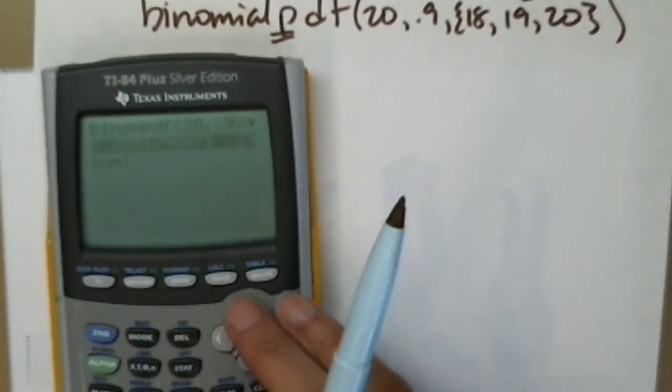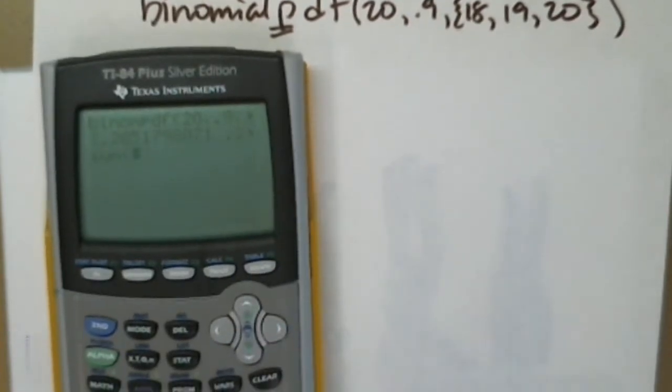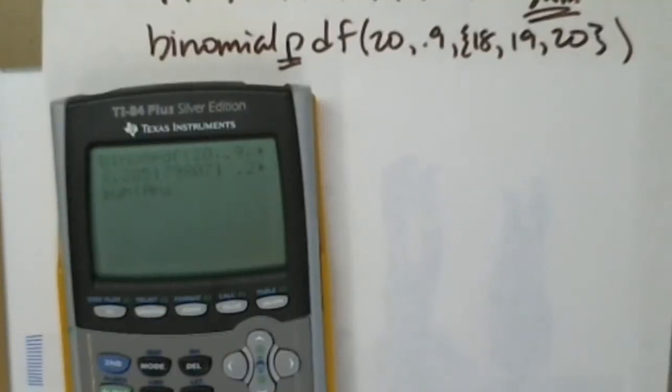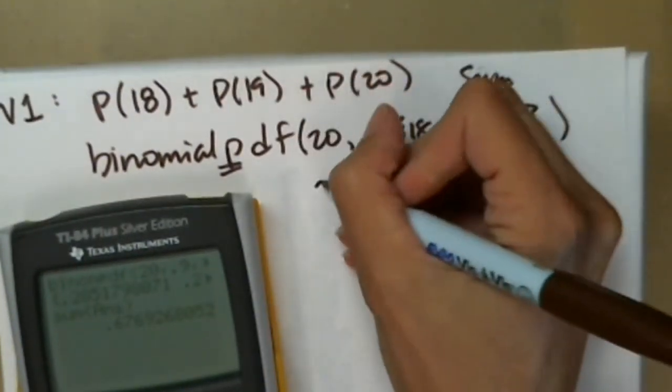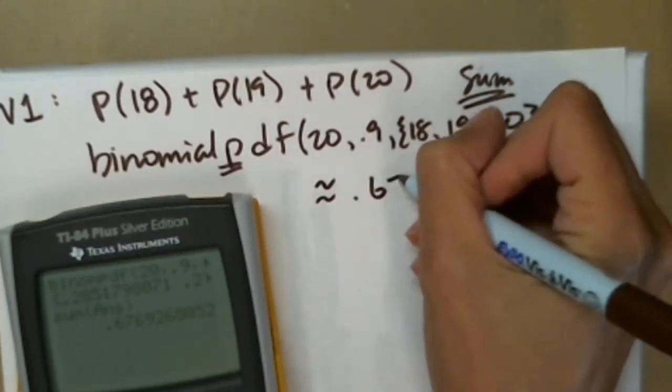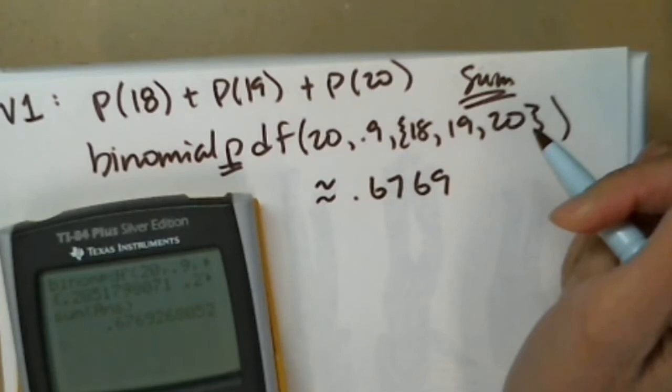Oh, didn't it do that? Nope, it won't do that. So instead, I'm going to use this answer button here at the bottom, and I'm going to go second answer. And that answer was the set. So parentheses, and there's the sum of those probabilities. So 0.6769. Okay, that was version 1.